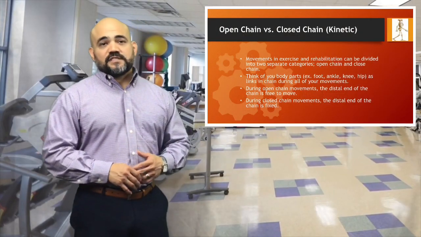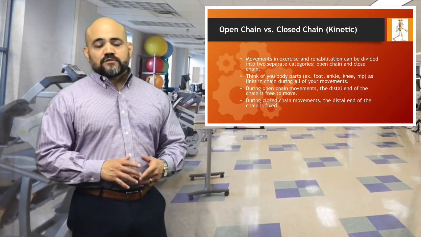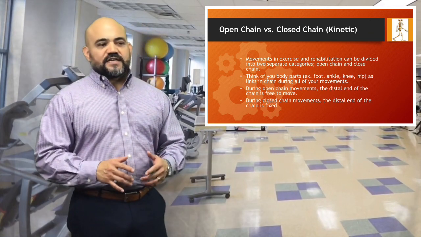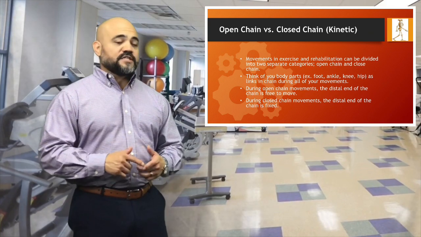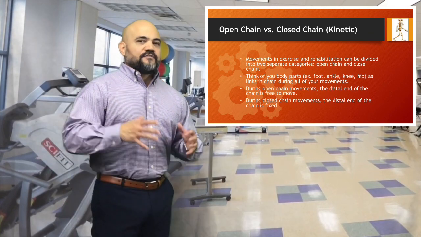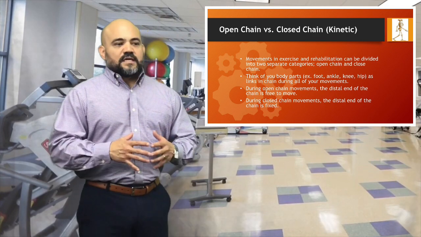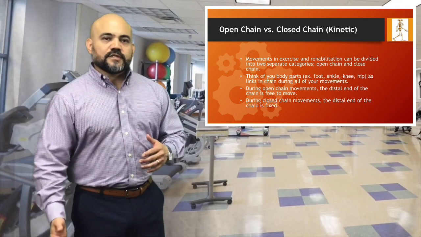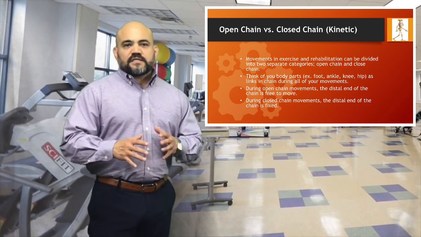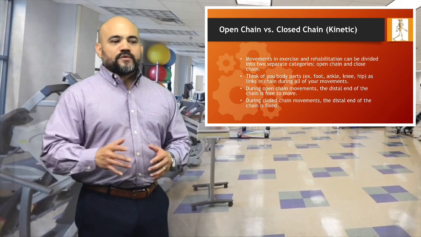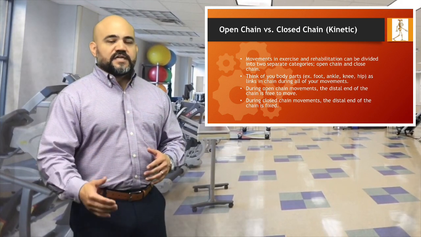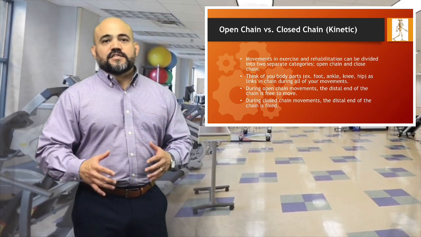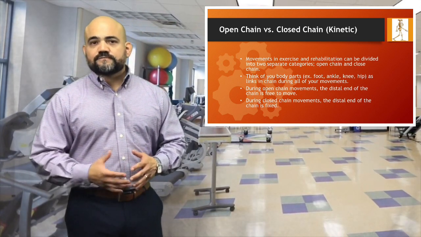So now let's move on to the last bullet point, open chain versus closed chain movements. Movements in exercise and rehabilitation can be divided into two separate categories, open chain and closed chain. If you think of your body parts as links in a chain during all your movements, like your ankle, your knee, your hip, all being different links in a chain. So during open chain movements, the distal end of the chain is free to move. During closed chain movements, the distal end of the chain is fixed to a surface.